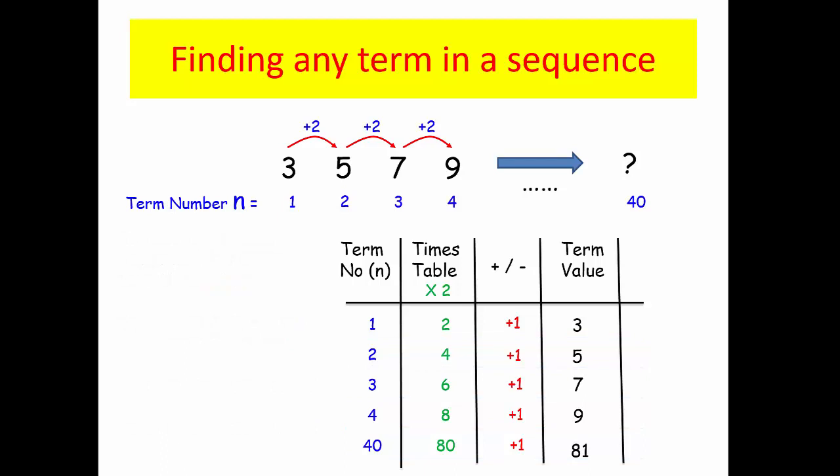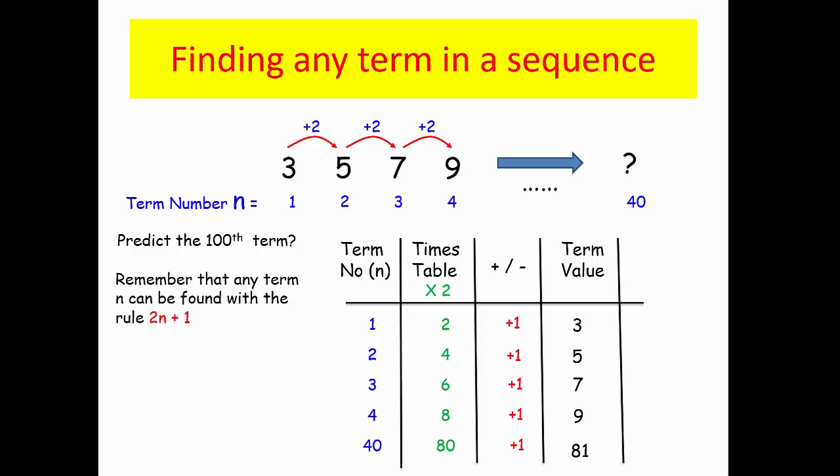Now let's see if we can predict the 100th term. Remember that any term n can be found with the rule 2n plus 1. The 100th term therefore is twice the 100 that comes from the n, plus 1. So our result is going to be the 100th term is 200 plus 1, or 201. Easy peasy.